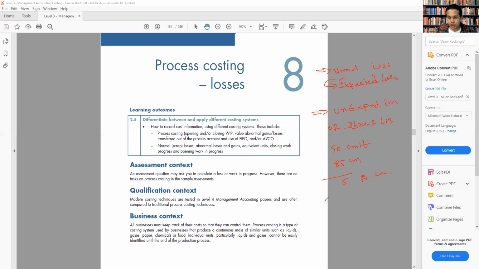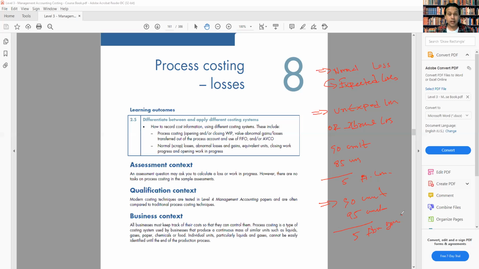And the next point is abnormal gain. So let's say my expectation was 90 units, but we make 95 units. So we made more units than what I had expected. So if I make more than what I have expected, that is called abnormal gain.